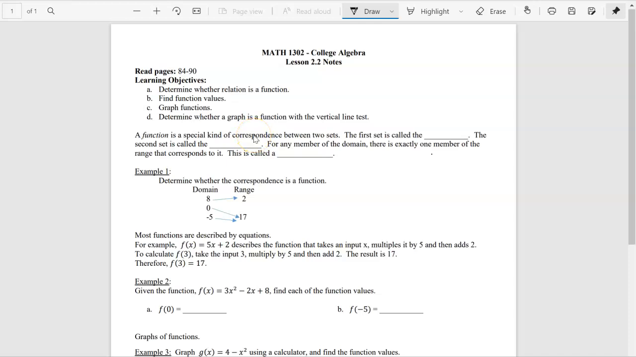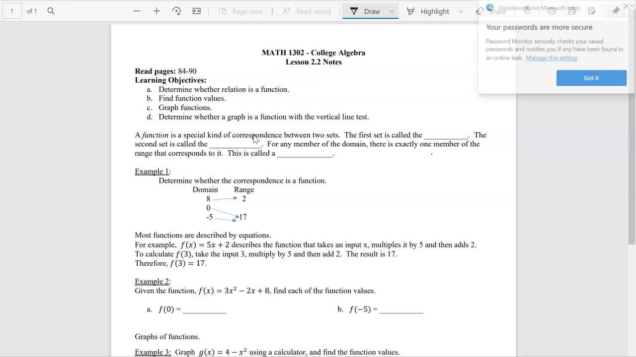So 2.2 goes over determining whether you have a relation or you have a special relation that's called a function, finding function values, graphing functions, determining whether a graph is a function with the vertical line test. So a function is a special kind of correspondence between two sets.